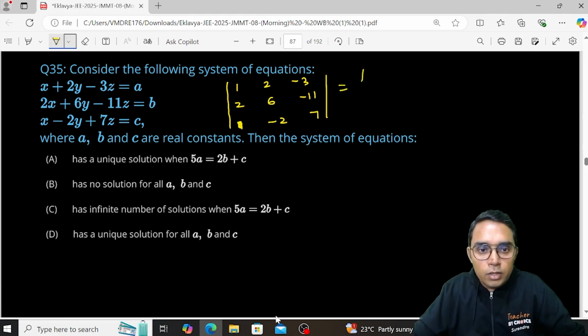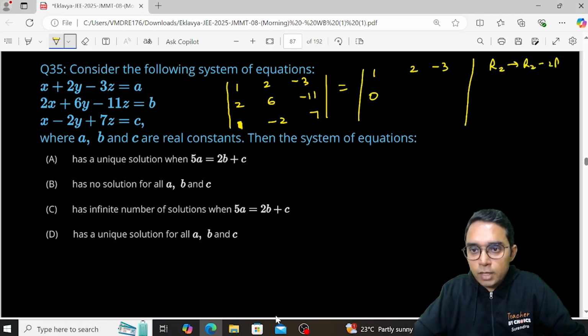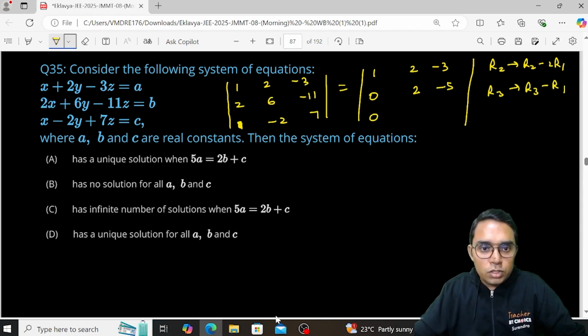Okay, let me use the first row to make 0 here. So I will change R2 to R2 minus 2 times R1. So 0 here, 2 here, and 6, so minus 5 here, and this will be 0 here. I'll change R3 to R3 minus R1. So this is 0, and this will be minus 4, and this will be 10 here. Now you can see the second row and third row are proportional. So this value becomes equal to 0. That means this cannot have a unique solution.